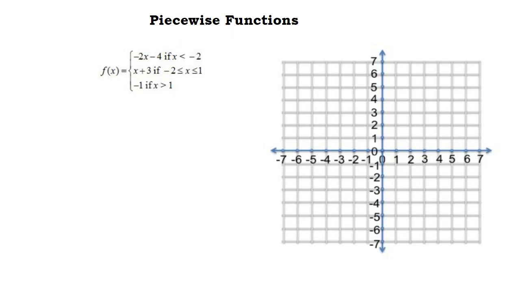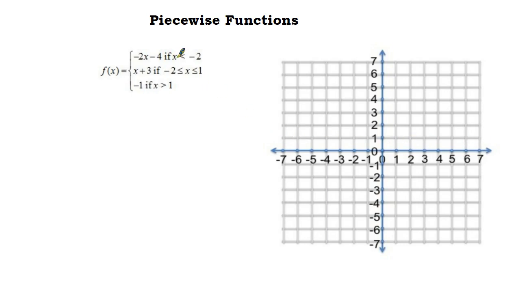Okay, this is a piecewise function, and first of all, let's look and see what it is. In a piecewise function, we have f of x, but f of x could be equal to negative 2x minus 4, or x plus 3, or just plain old negative 1. It just depends on what part of the domain we're interested in. Remember, domain is all the x values in a function.